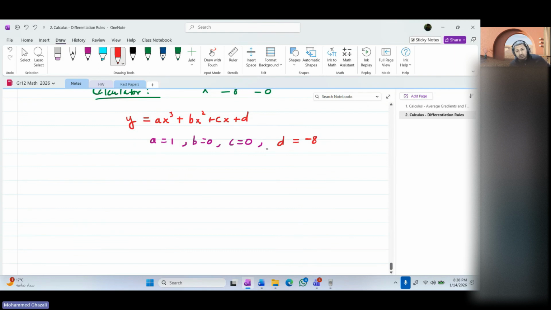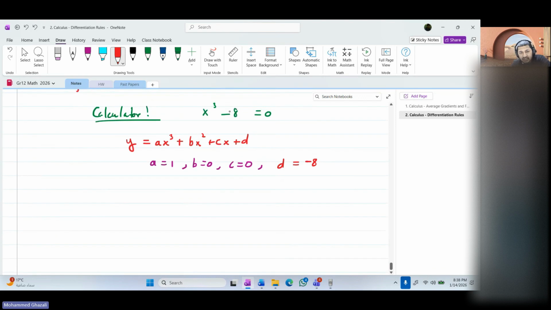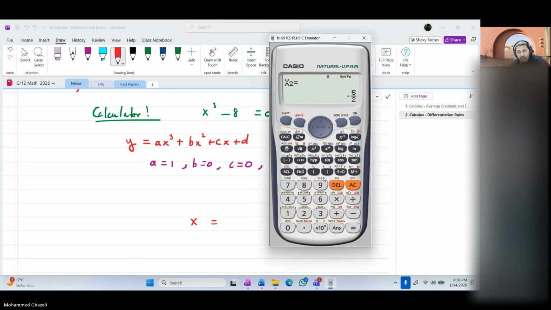Right, guys. So far so good. Now we're going to put all this into the calculator and see what answers we get. Remember, we have to get 3 answers. So you go to mode 5 and select the cubic function, option number 4. Maybe your calculator has option number 5. Select the cubic function and enter these values.